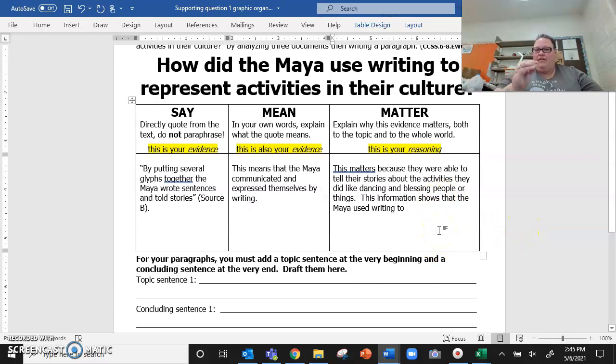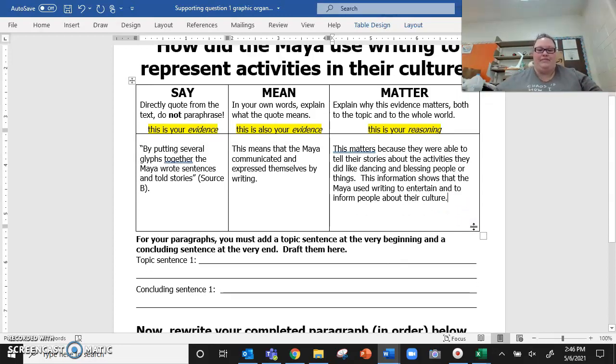Remember, we're tying everything back. This information shows that the Maya used writing to... What are the two reasons we tell stories? We tell stories to entertain. Why else do we tell stories? Yeah, to teach, to learn. We call that to inform. So those are the two reasons that we tell stories. So we'll say, this information shows that the Maya used writing to entertain and to inform people about their culture. And as always, if you need to, pause the video so you can copy it down.